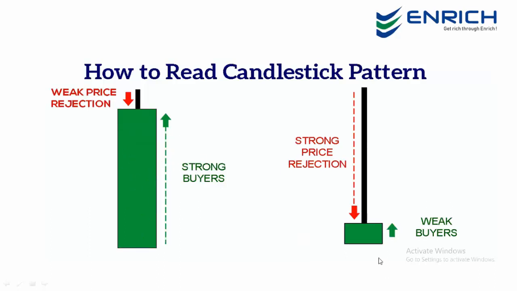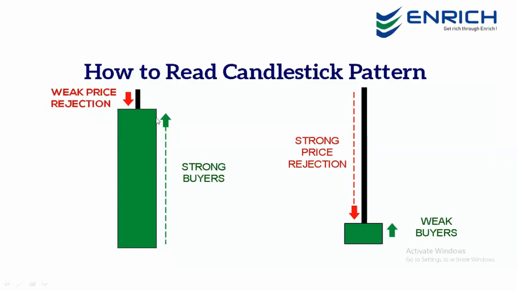Okay. And if you look at this candle, the body is pretty small. So this signifies weak buyers. Likewise, if you see a big red candle or a bearish candle, it signifies strong sellers. And a small red candle would signify weak sellers. So what about the wick or the shadow? If you see a small shadow, it talks about a weak price rejection.